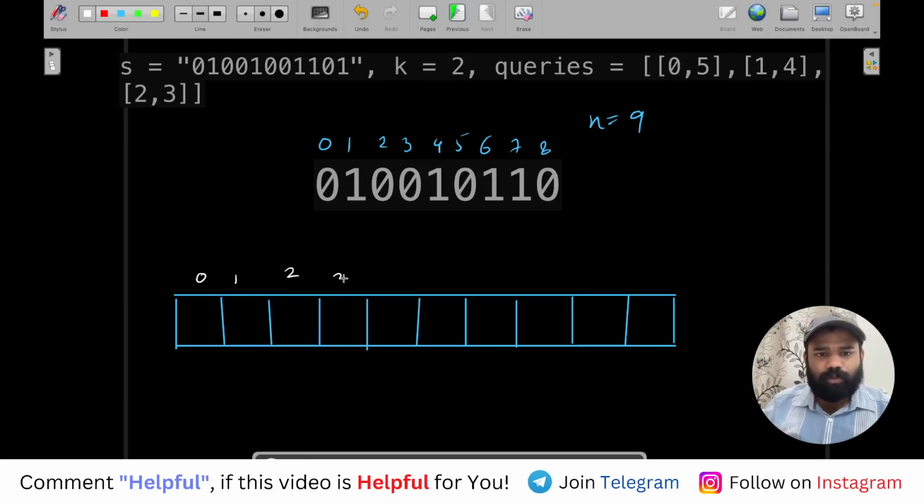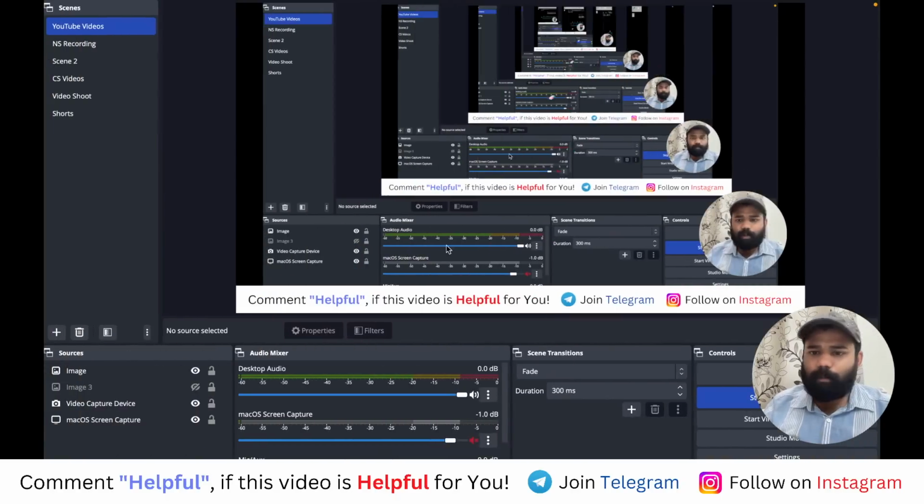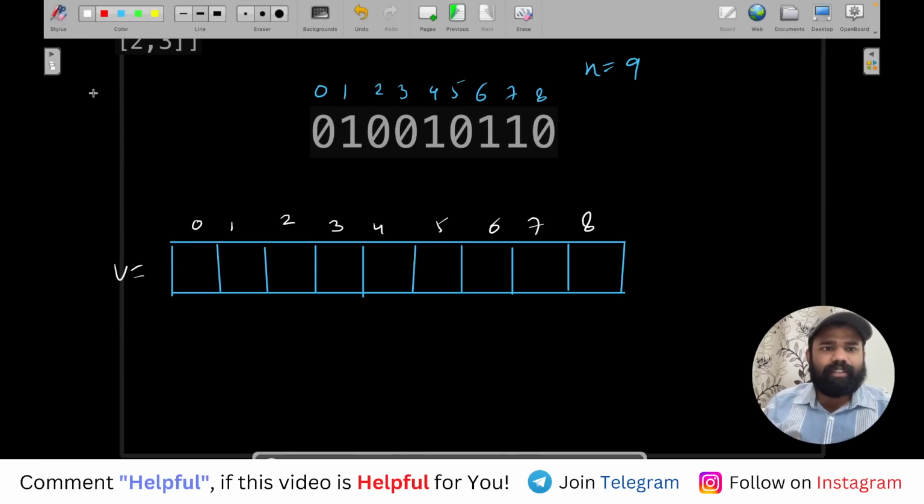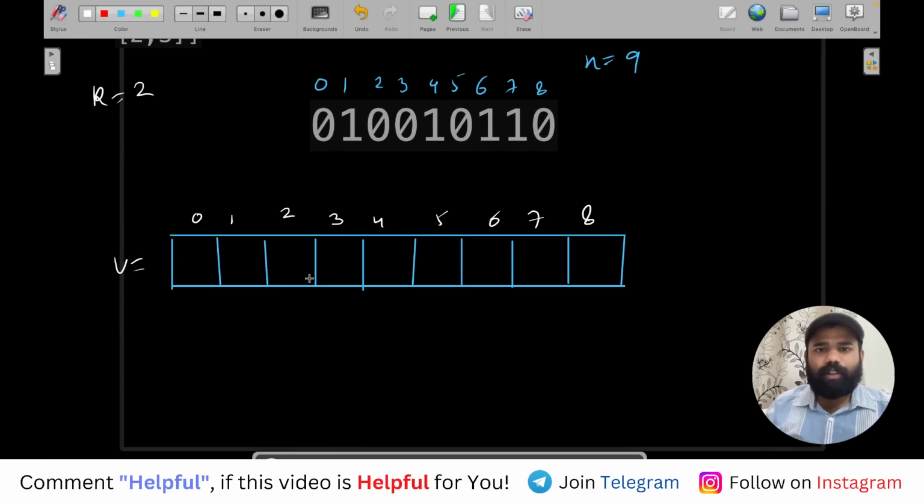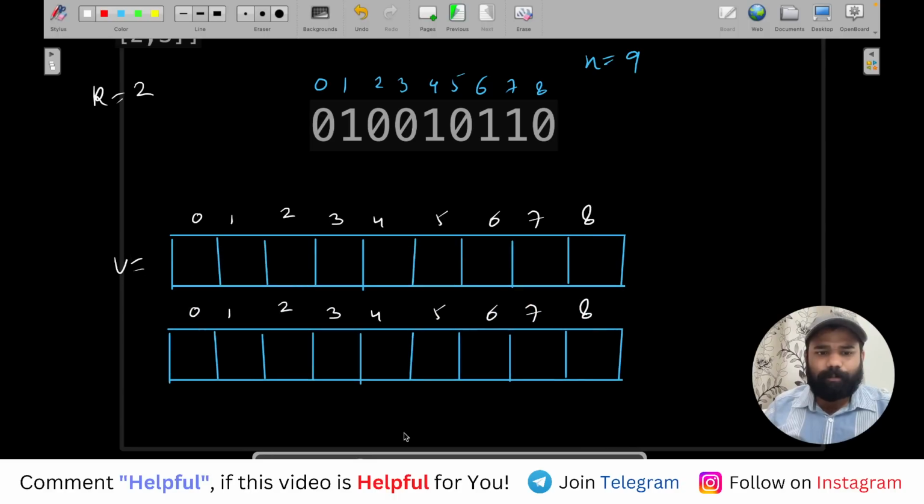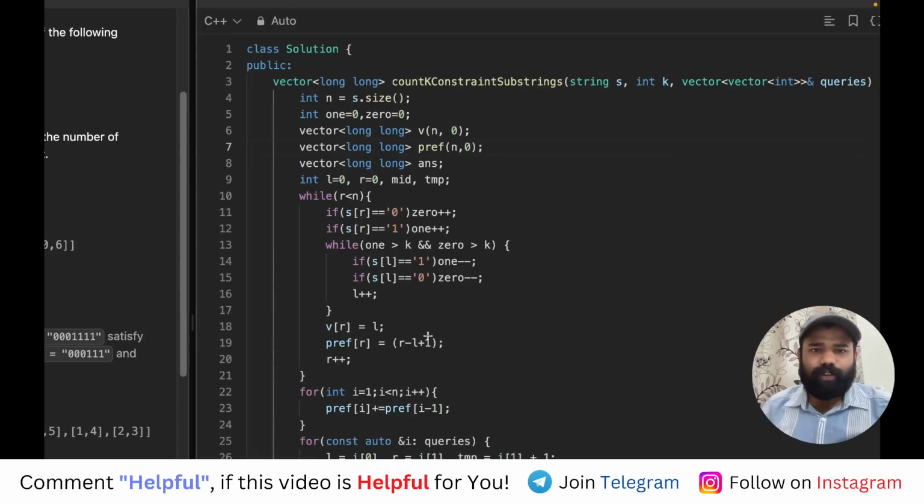Zero, 1, 2, 3, 4, 5, 6, 7, 8. We just need 8, right? Let's remove this. Okay. Now this is the vector v, and here k is 2. Similarly, I will have one more vector of the same size, which is vector prefix. Now understand very carefully.